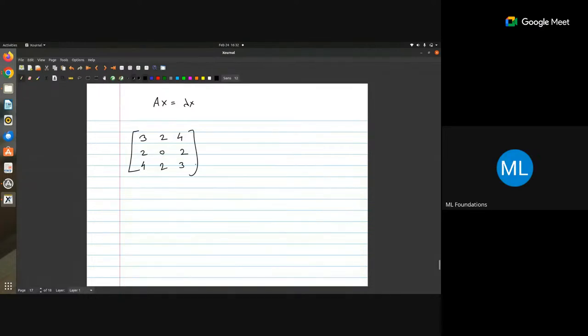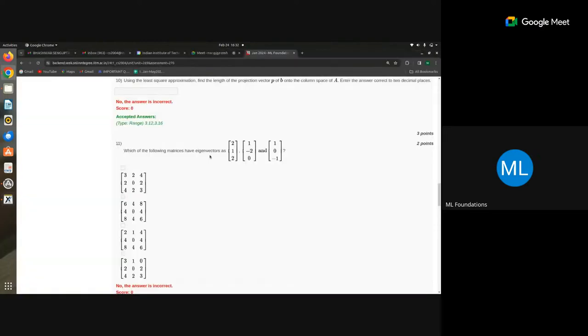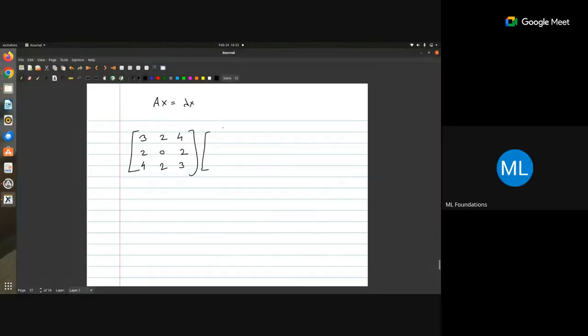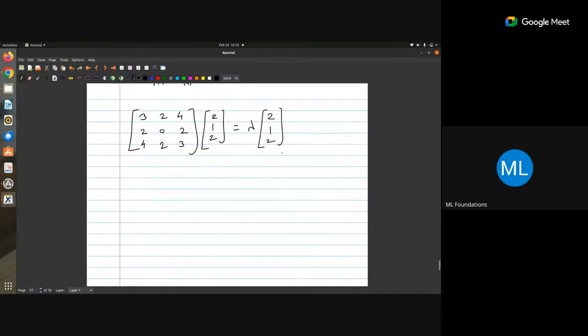So there is one way that you can find the eigenvalues and eigenvectors of this matrix and check whether these are the same, or what other way is there. You have the eigenvector already given, right? Which is, let's say, 2, 1, 2. Then you check whether it is a scalar multiple of 2, 1, 2. Right, so this is the equation we are able to see.